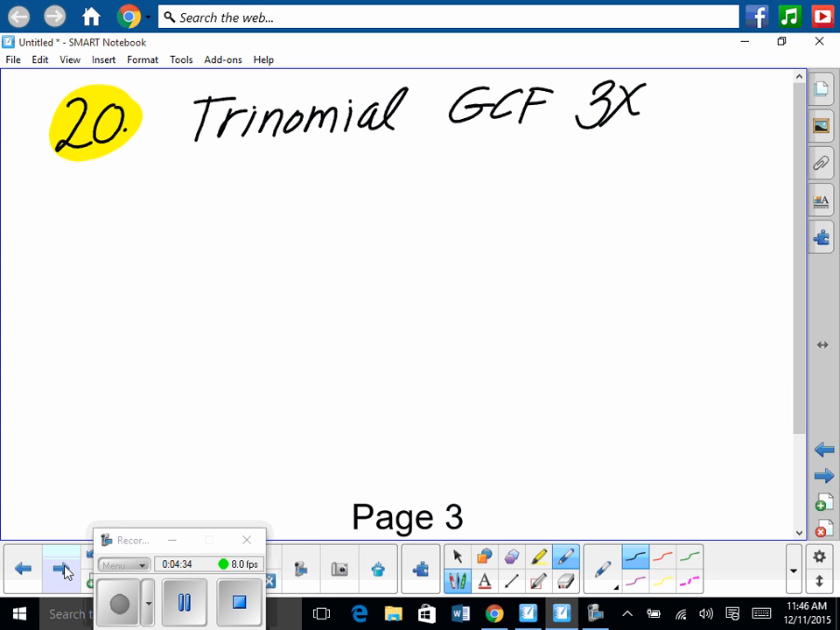All right, so if we want to build a trinomial with the greatest common factor of 3x, we start out by saying, okay, so a trinomial has 3 terms, and it's separated by plus or minus signs. So I'm just going to go with plus signs, because we get to create our own trinomial. So we have our 3 terms here, and we want the greatest common factor to be 3x. So you can do many different things.